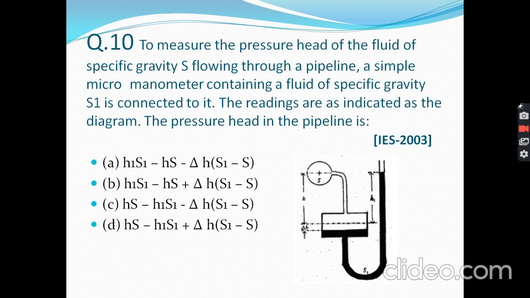Question 10. To measure the pressure head of the fluid of specific gravity S flowing through a pipe, a simple micromanometer containing a fluid of specific gravity S1 is connected to it. The readings are indicated as in the diagram. The pressure head in the pipeline is option A, H1 S1 minus HS minus delta H (S1 minus S). Option B, H1 S1 minus HS plus delta H (S1 minus S). Option C, HS minus H1 S1 minus delta H (S1 minus S). Option D, HS minus H1 S1 plus delta H (S1 minus S).